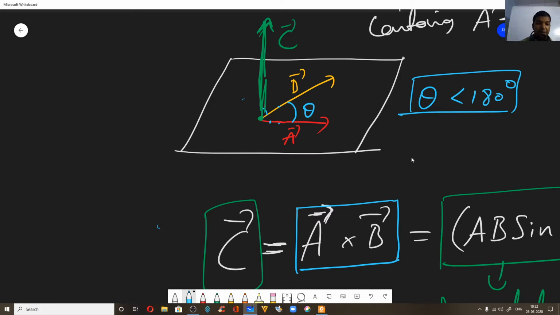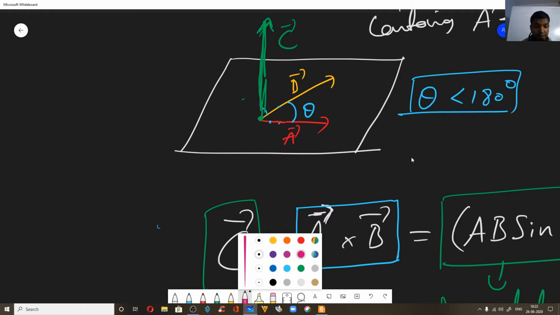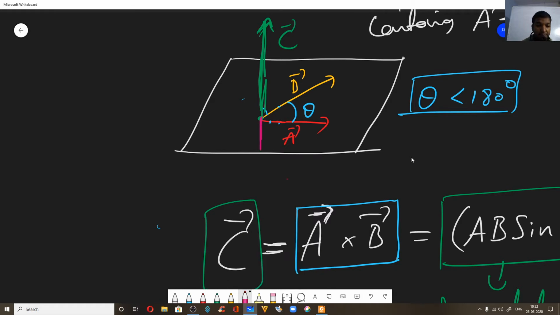Now A cross B, we got it as C. Now when you do B cross A, you'll get it something like this. When you do B cross A, we are getting vector D. Now what you observe is that the length of vector C and the length of vector D is same.